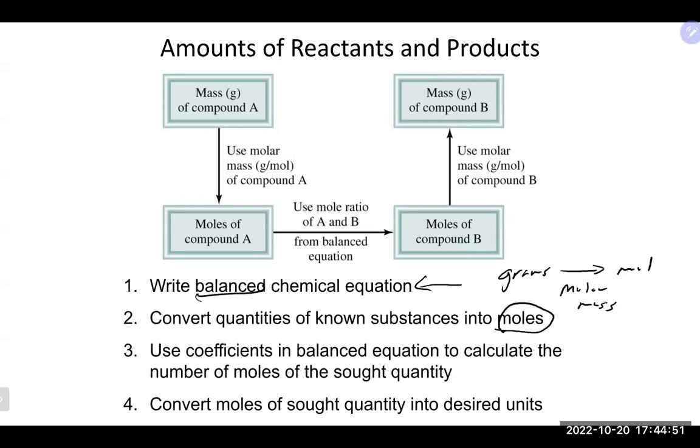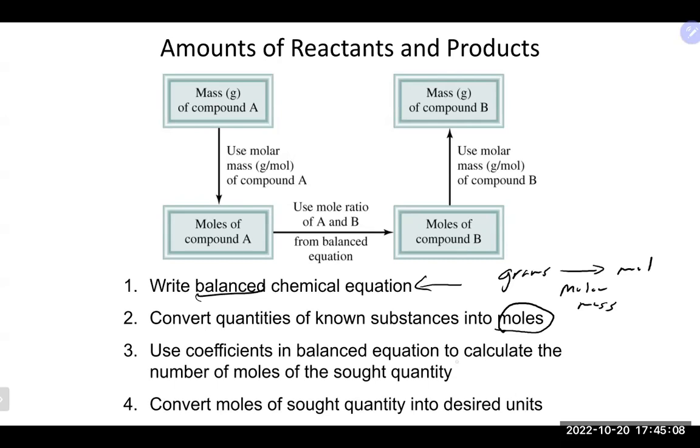Once you have it in moles, step 3 is really the stoichiometry part. You go to the equation, you find the 2 things you're interested in, and basically you find the mole to mole relationship, which is going to give you your conversion factor that you need to use.